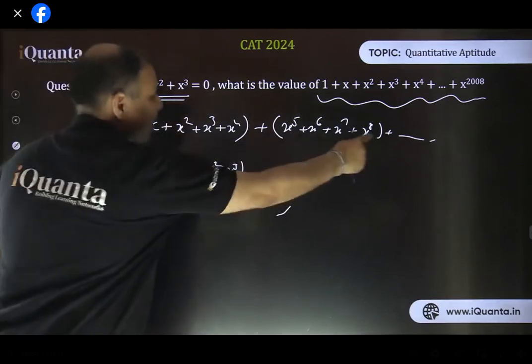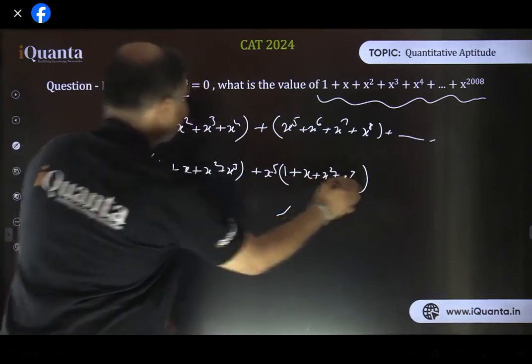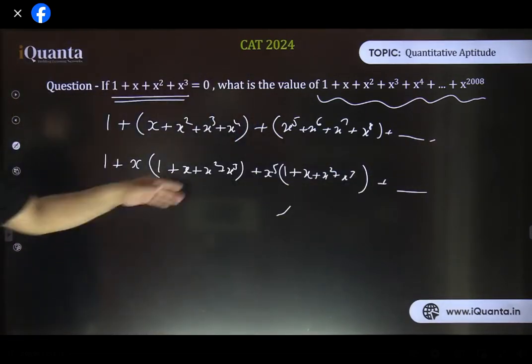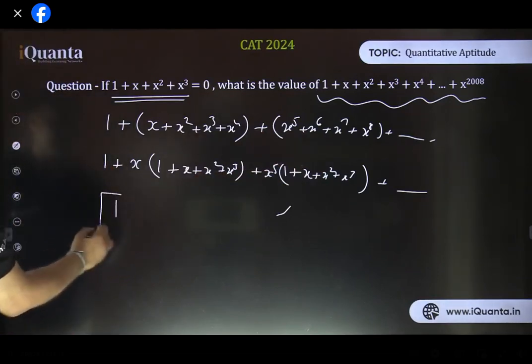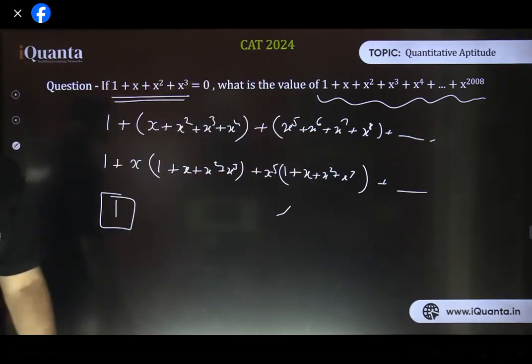It is 0. Same way, if I take x power 5 common from here, again I'm left with 1 plus x square plus x cube, which was equal to 0. So the same is going to happen in all further terms. So the answer is clearly 0, 0, 0, 0. The answer is finally 1. So a seemingly heavy question is a very simple question.